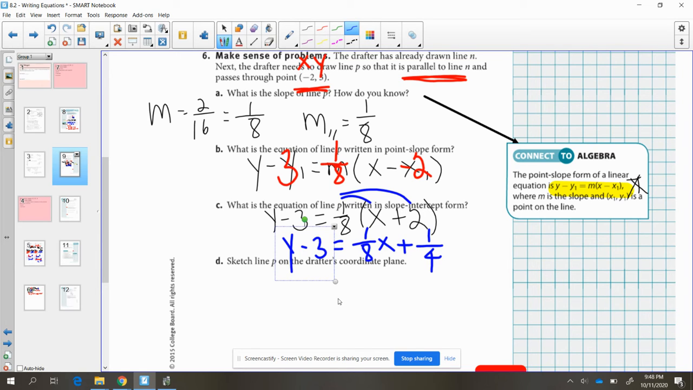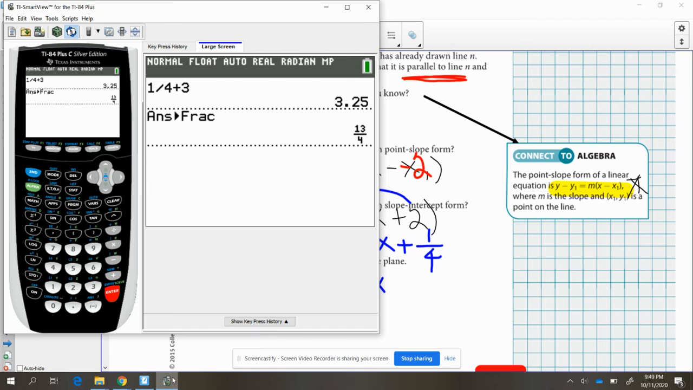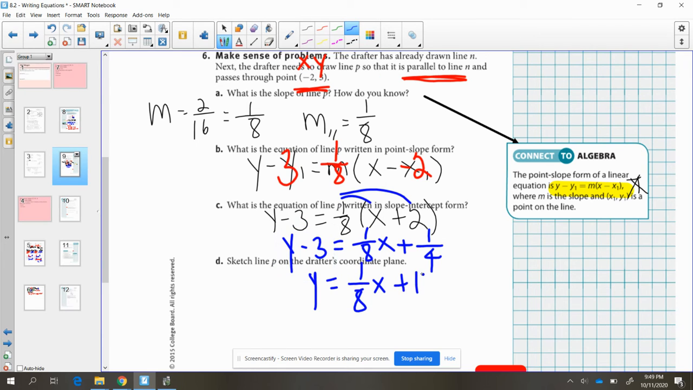And then if we add the 3 to the other side, it's not pretty, but 1/4 plus 3 is 3.25, or if we want to turn this into a fraction, math frac gives us 13/4. So either way you write this, either 3.25 or 13/4, here's our answer back in slope-intercept form.